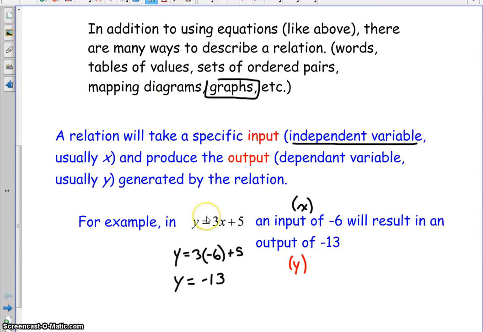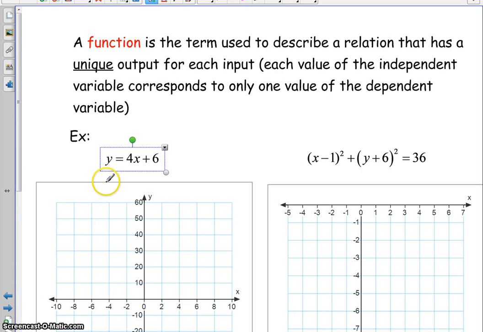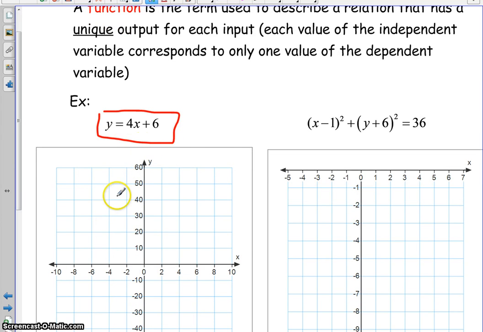Okay, now to take this a little bit further, there's special types of relations called functions, and a function is what happens when you have a relation where each input only produces one output. So if you want to just put this in terms of variables that we've used before, each x value would only produce one y value. Okay, so what does that mean? So let's just take a look at, for example, the line y equals 4x plus 6. Okay, I'm going to make a nicer graph in Desmos over here.